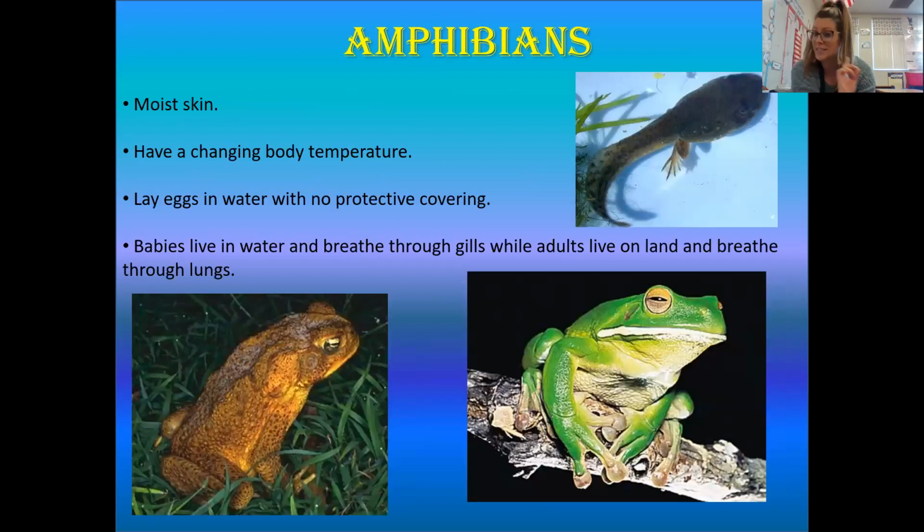Then we have amphibians, not to be confused with reptiles. And what makes an amphibian different from a reptile? They have moist skin. They have a changing body temperature too, so that's something similar to reptiles. They lay eggs in water. And then the most important one that's different is that the babies live in water and breathe through, do you remember? Gills. While adults live on land and breathe through lungs, right? So here we've got our toad and our frog.